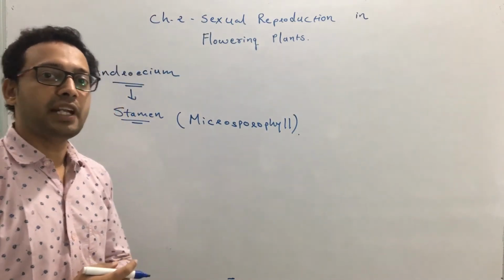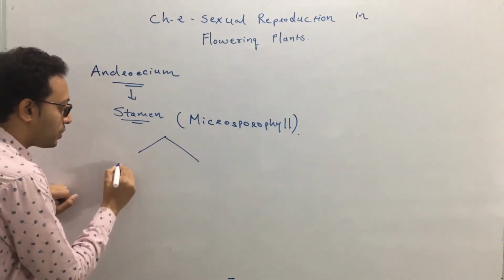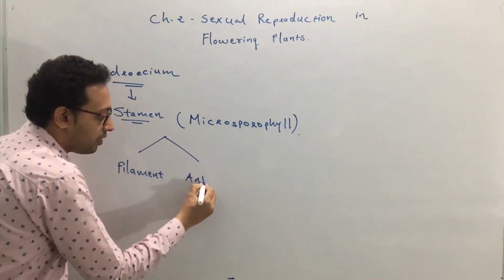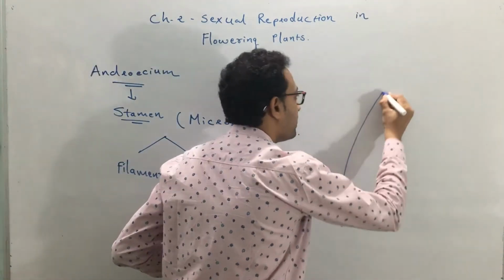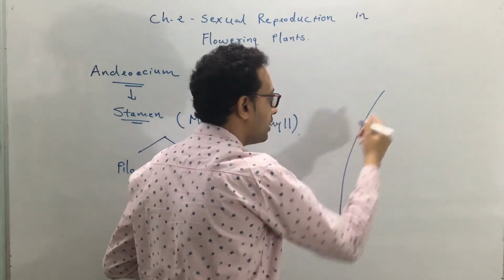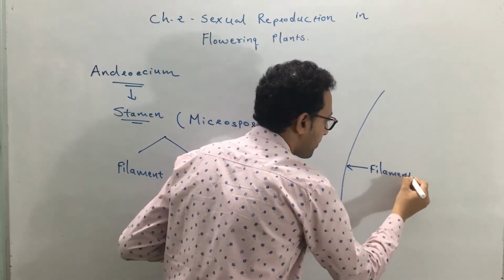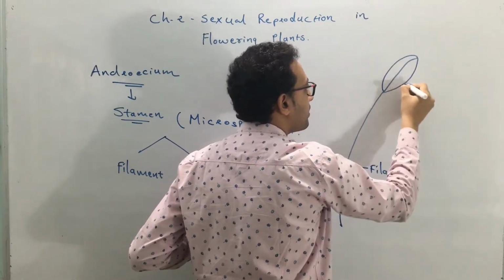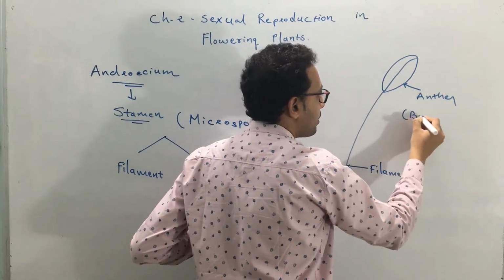Let's see the structure of the stamen, how the stamen looks. You know that a stamen mainly consists of two parts. First is called the filament, and the second part of a stamen is called the anther. So if I draw the structure of a stamen, it contains a slender stalk-like portion. This portion is called the filament. And at the terminal end of it, it contains the anther. Usually, this anther is bilobed.